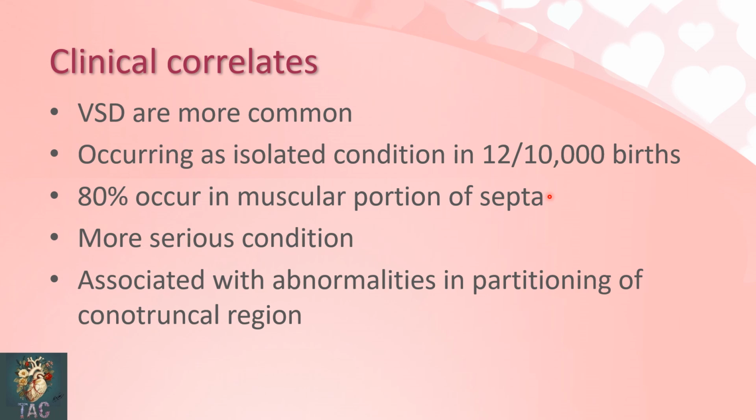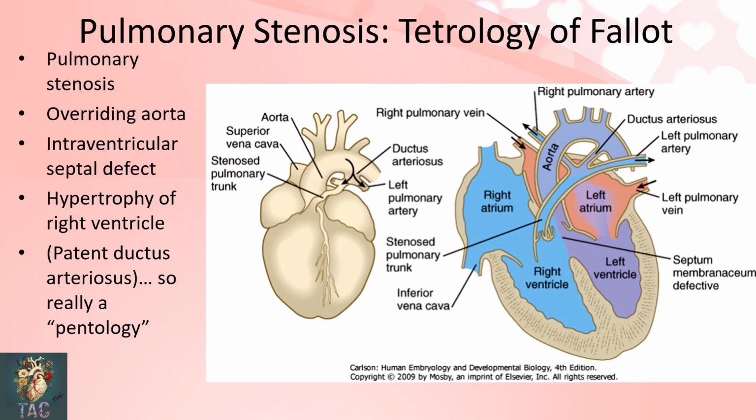This is again your MCQ. You must remember that the most common are actually VSDs, and out of VSDs, 80% are in the muscular portion. So the MCQ can be either in that way or it can be in this way. These conditions, the ventricular septal defects, are serious conditions and are associated with other abnormalities in partitioning of the conotruncal region. So we will discuss all of these one by one.